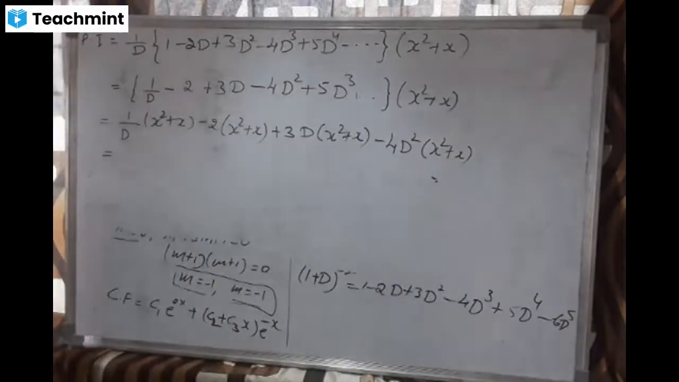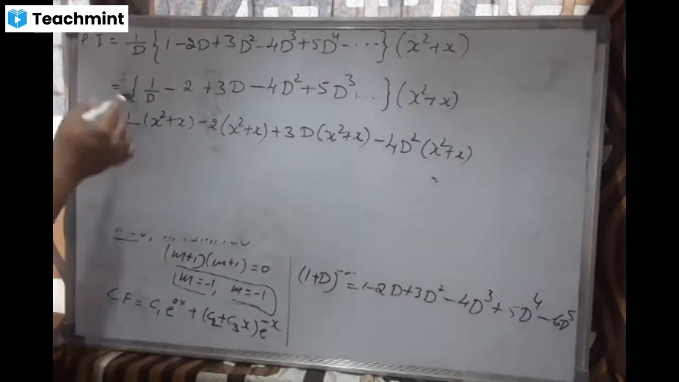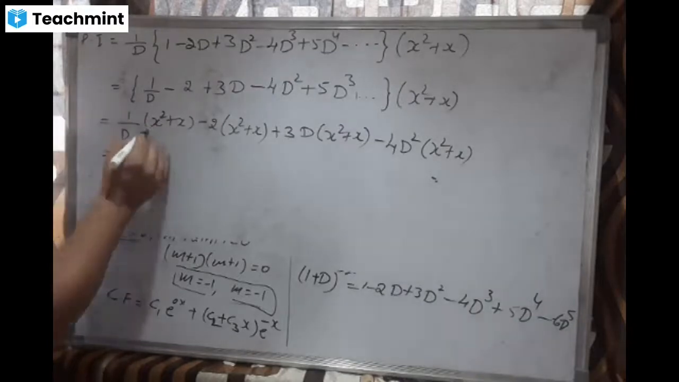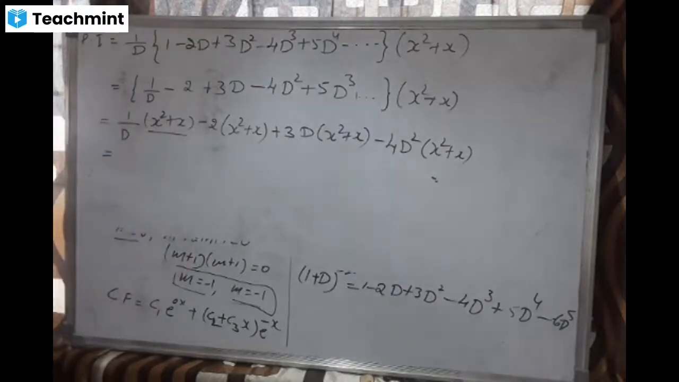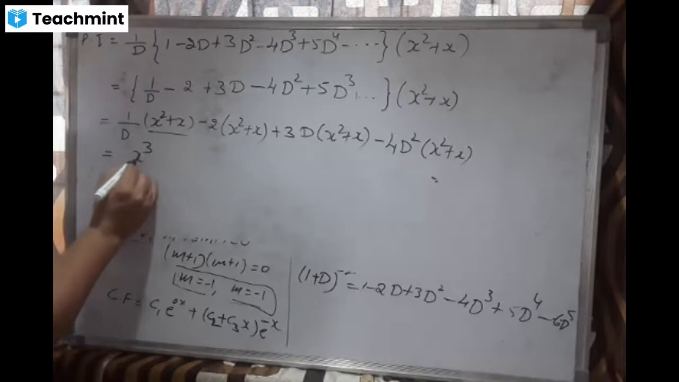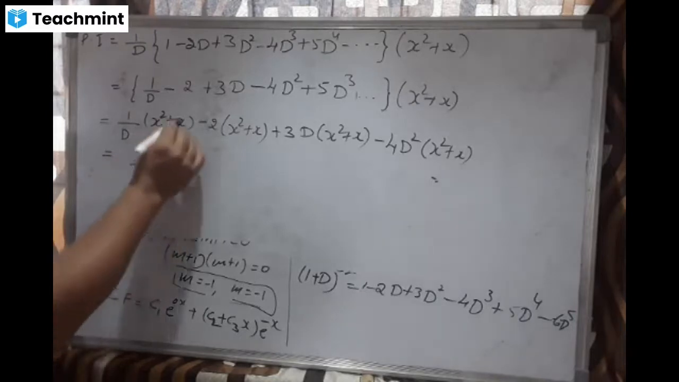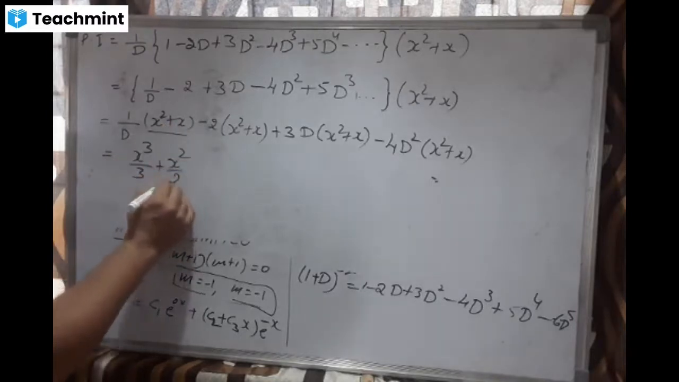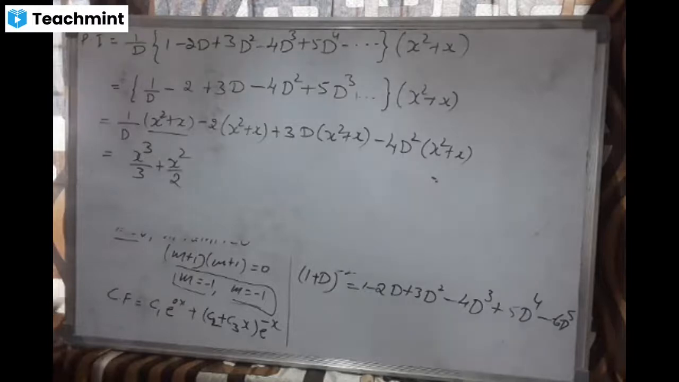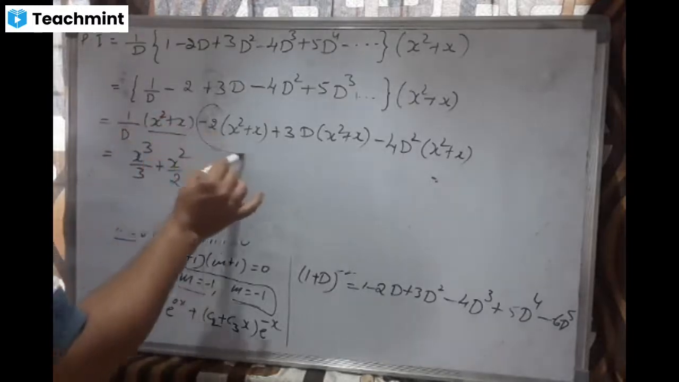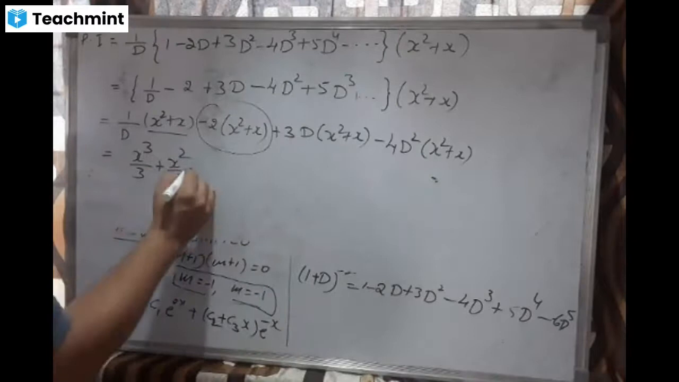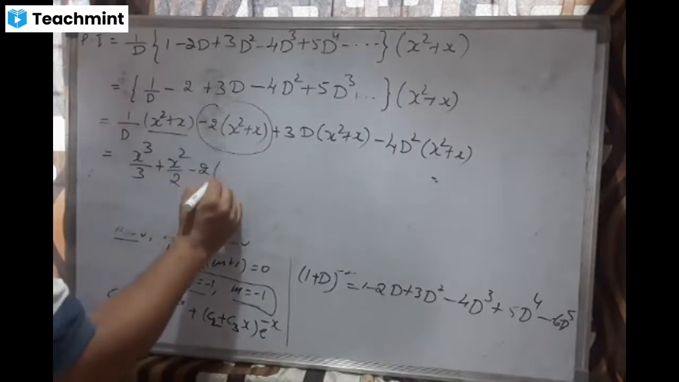Next, what we have to do? What do you mean by 1 by d? Integration. You have to integrate this. What will be the integration of this? x cube divided by 3 plus x square divided by 2. Right? First term completed. What about this term? This is constant, sir. Keep as it is.